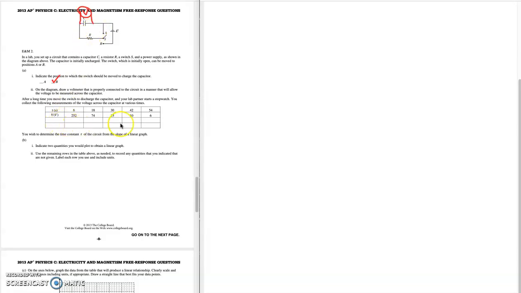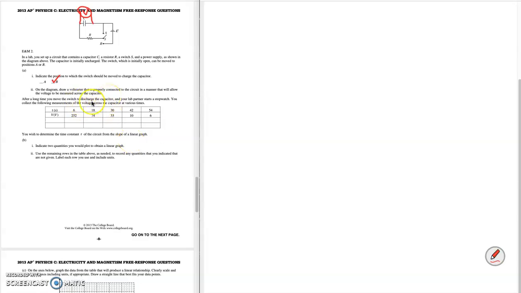Now we're going to take a look at some actual data, which should indicate that we're going to have to make a graph. And what we want to do is find the time constant. And remember, time constant tau from previous notes is resistance times capacitance. And we want to get that off of a straight line graph.